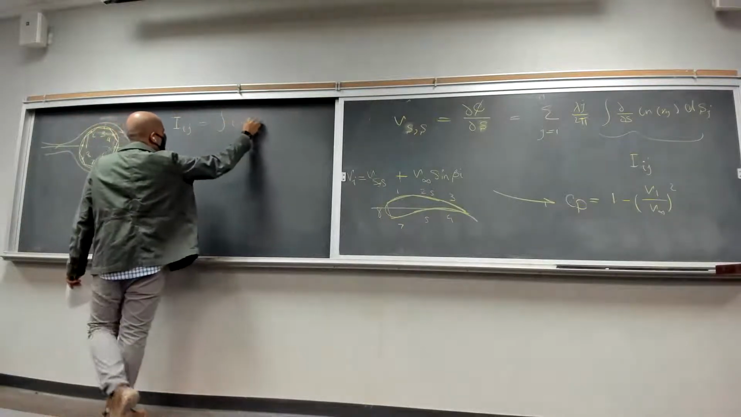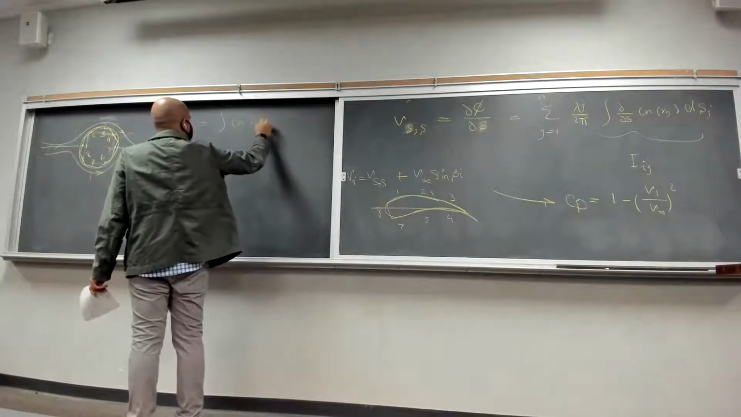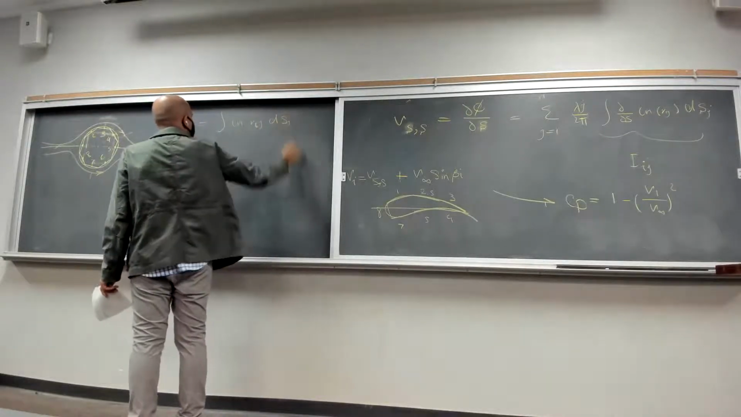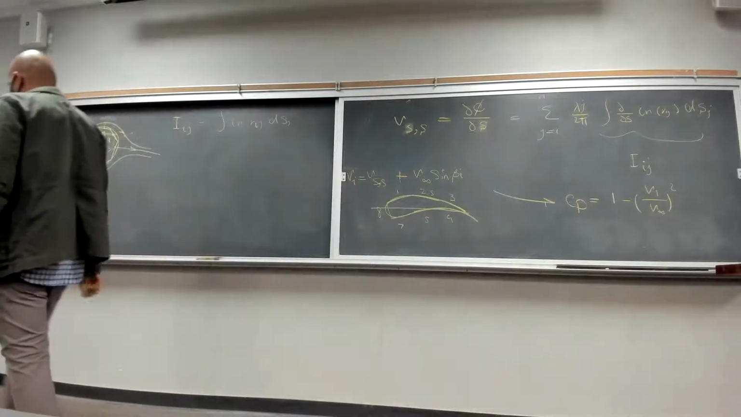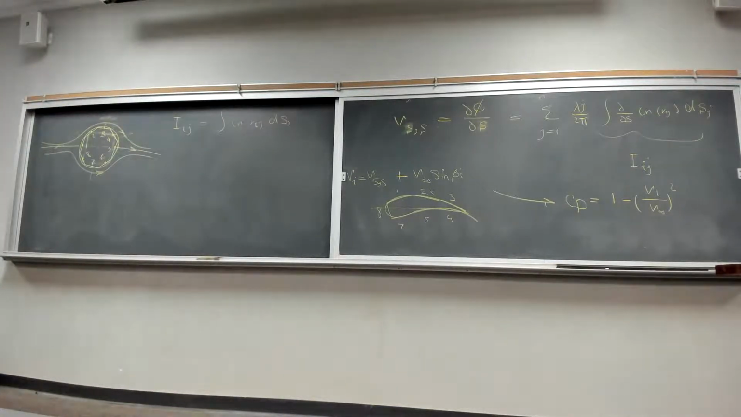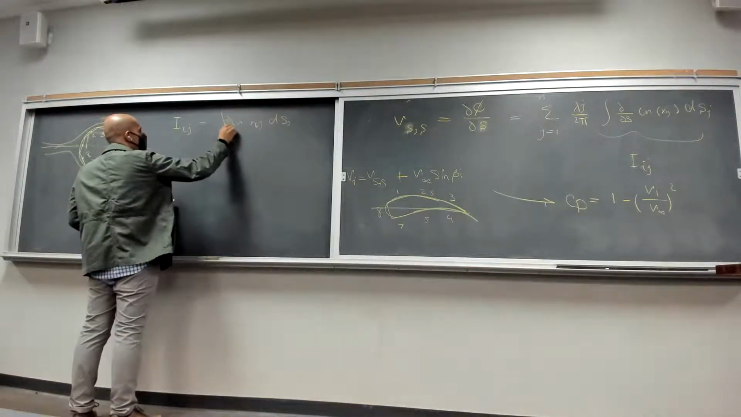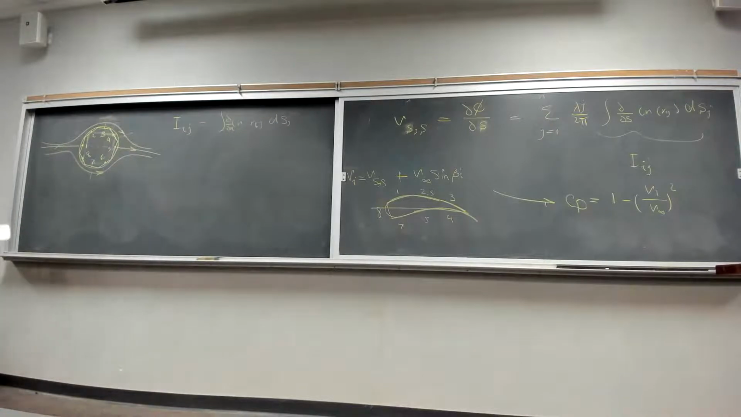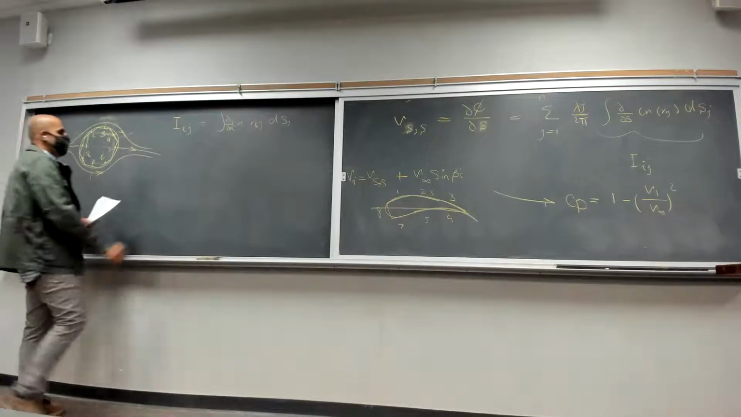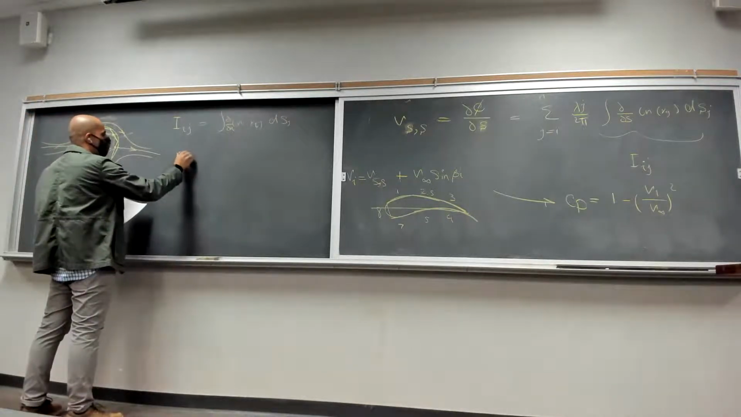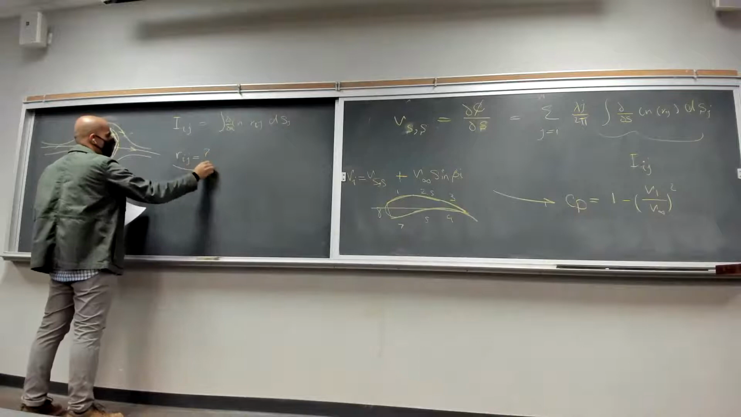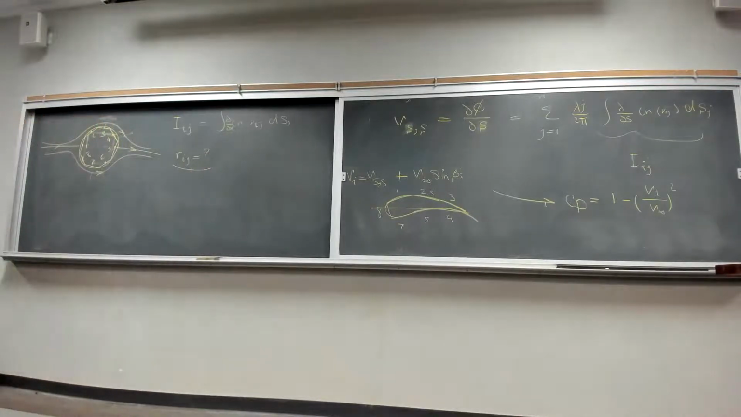Integral of natural log of r ij ds j. And I'm sorry, I forgot about the partial derivative, partial n. That's the first step. What you want to address here first is what is R of ij.